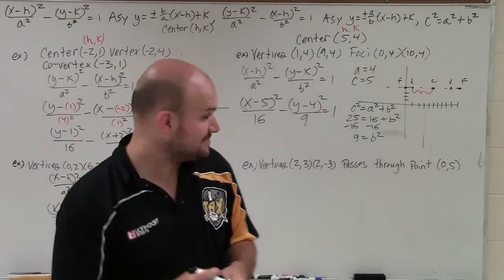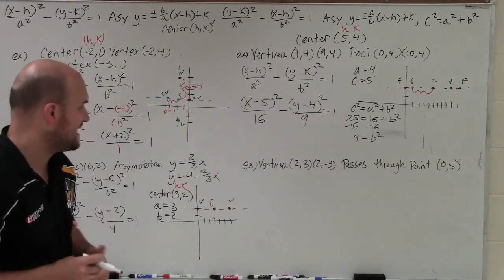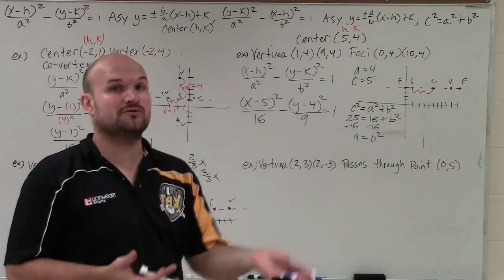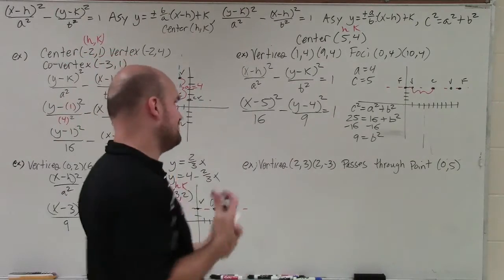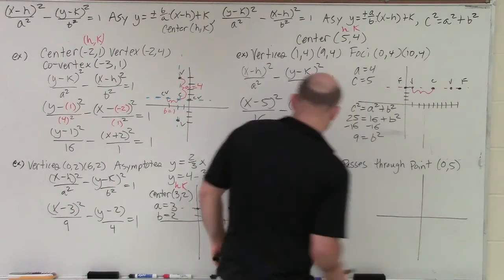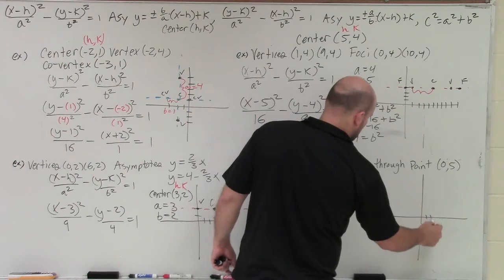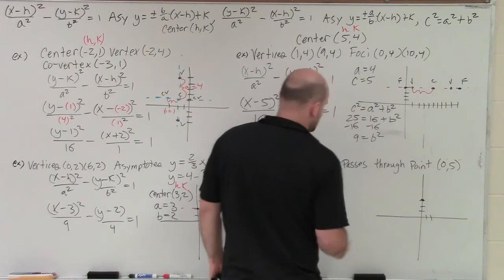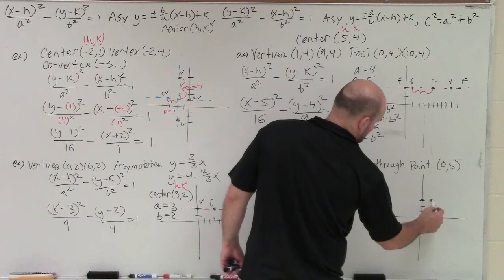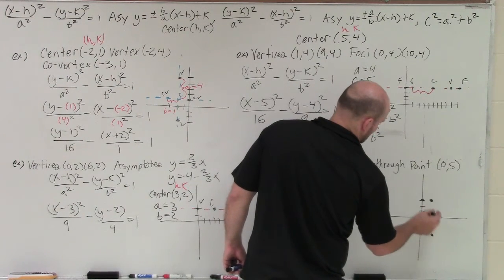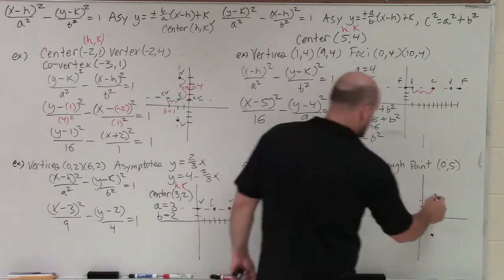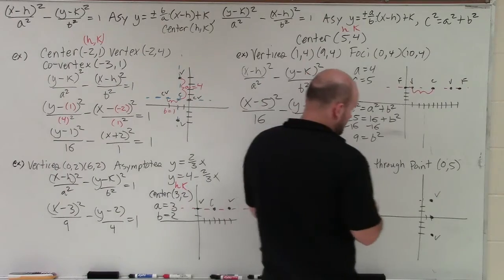OK? All right, last but not least here, now we're given vertices and a point. Now, graphing the point is really not going to help us. We know the graph is going to go through that, but really understanding what that point represents is helpful. So let's go ahead and graph the vertices first. By graphing the vertices, I have 2, 3, and 2, negative 3. Oops, that's over there. Automatically, I can determine the center, so there's my two vertices. I know now I have a vertical transverse axis.